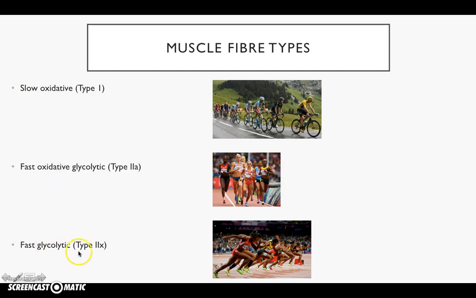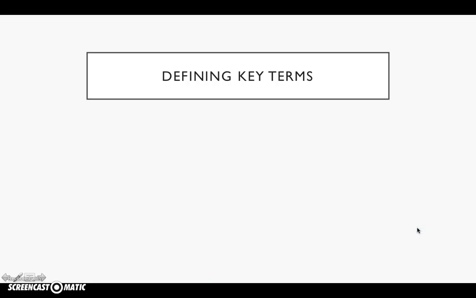And then finally, type 2X, fast glycolytic. They contract very rapidly and have large force. So they generate a lot of force, but they fatigue really quickly. So they're better suited for anaerobic events such as the 100 meters race.